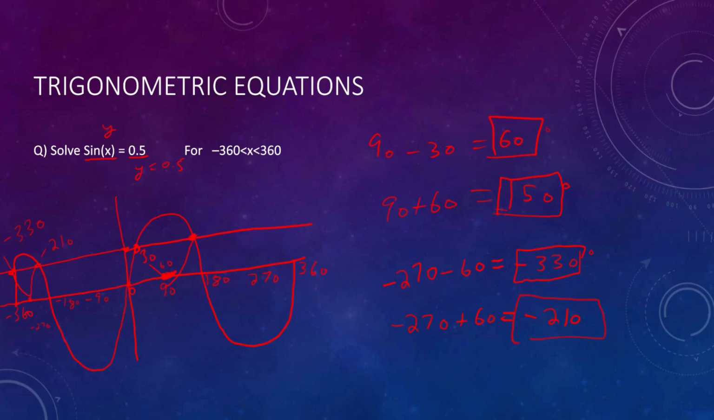So my answer for x is going to be 30, 150, minus 330 and minus 210. These are all my answers.